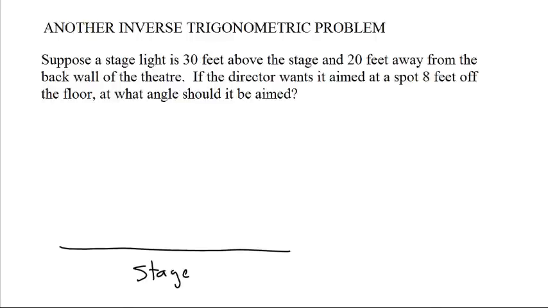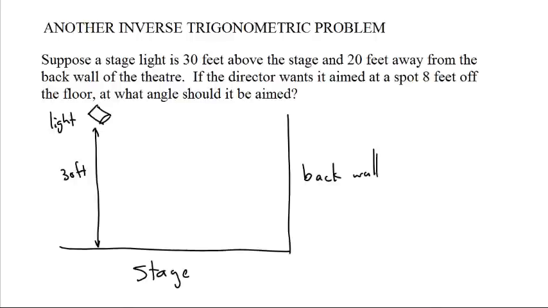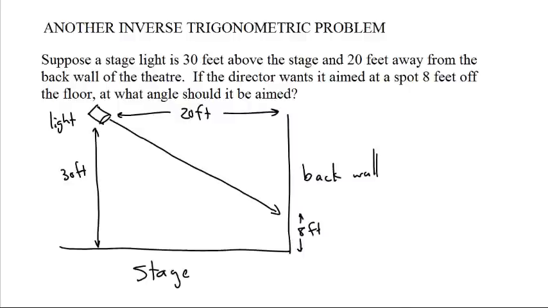There's the stage. Bang. There's the back wall of the theater. There's a light up in the rigging somewhere. It's 30 feet off the ground and 20 feet away from the back wall. We want it aimed in such a way that it shines at a spot 8 feet off the ground of the back wall. We want to know its angle X from straight down. I suppose maybe you leave the lights all pointing straight down. I don't know. Maybe things aren't worked this way.